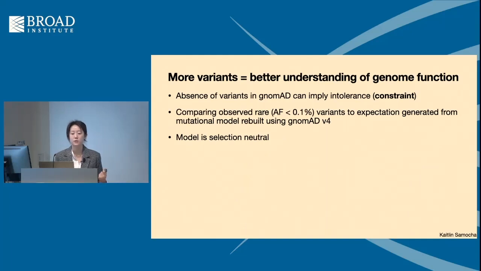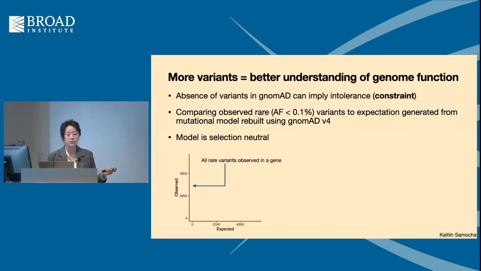So to quantify this in gnomAD, what we do is we compare the number of observed rare variants to the expected counts of variants generated by a mutational model that is built to be selection neutral. So the number of expected variants given neutral selection. And to visualize this, I'll be showing the number of rare variants in a gene on the y-axis and the expected counts on the x-axis.